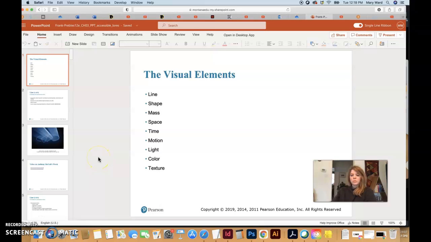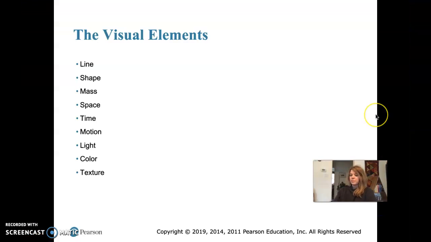Okay, so chapter 3, we actually end up skipping chapter 2, moving on to the visual elements and principles of art. So we're going to talk about the visual elements first in this lecture. The visual elements of art are basically made up of the following list here: line, shape, mass, space, time, motion, light, color, and texture.